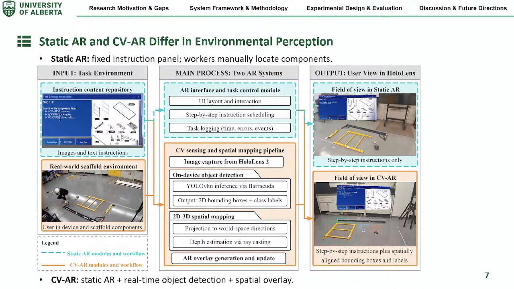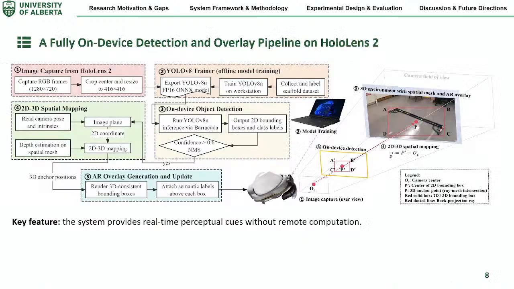Here is how we built our system. The first one above, the blue dashed line, is the static AR, which can only provide a fixed instruction panel. Workers can only manually locate the components. Below, in the orange line, is the computer vision aided AR, where, based on the static AR, we add more functions like real-time object detection and spatial overlay.